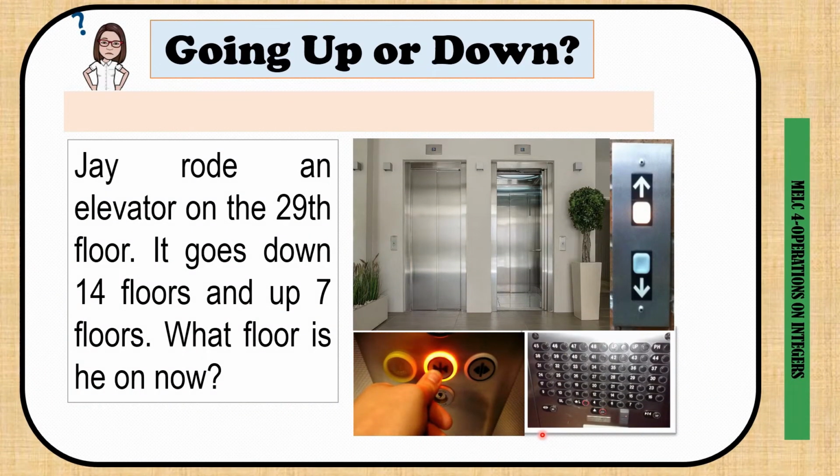In this problem, a while ago in our first slide, the problem about going up or down. So J rode an elevator on the 29th floor. It goes down 14 floors. So if down, you are representing it by -14, correct? And up 7 floors, which is +7. What floor is he on now?